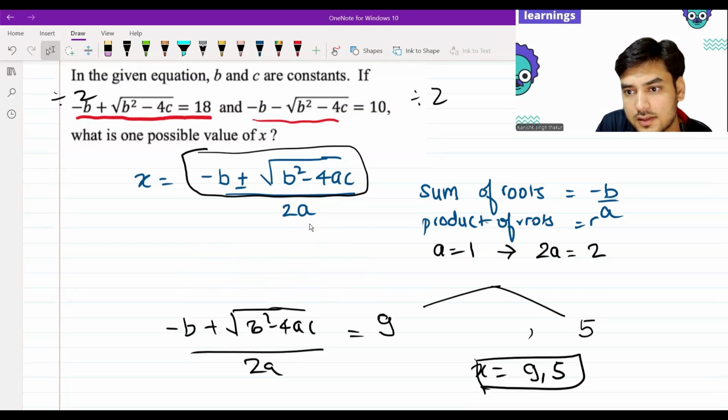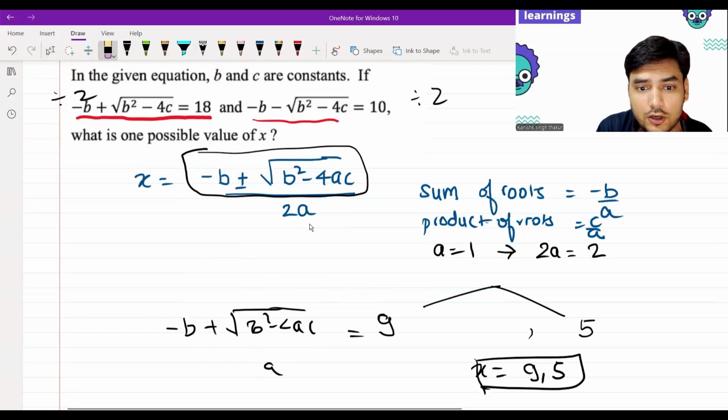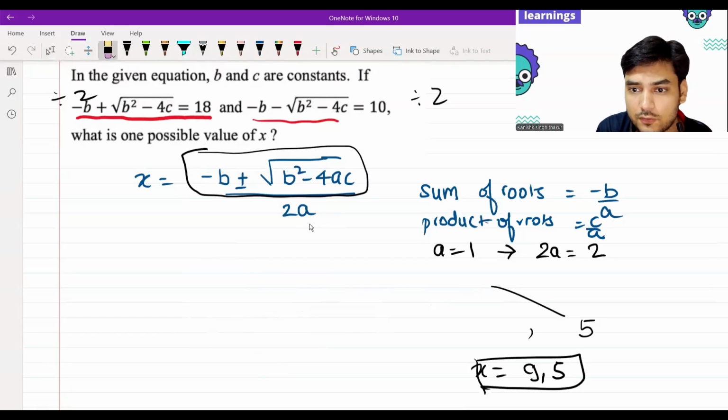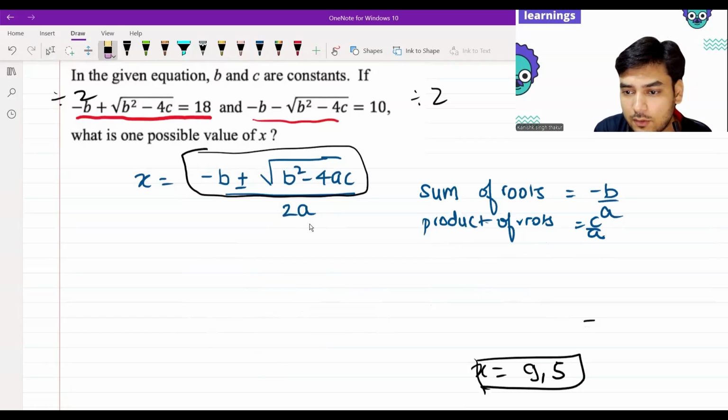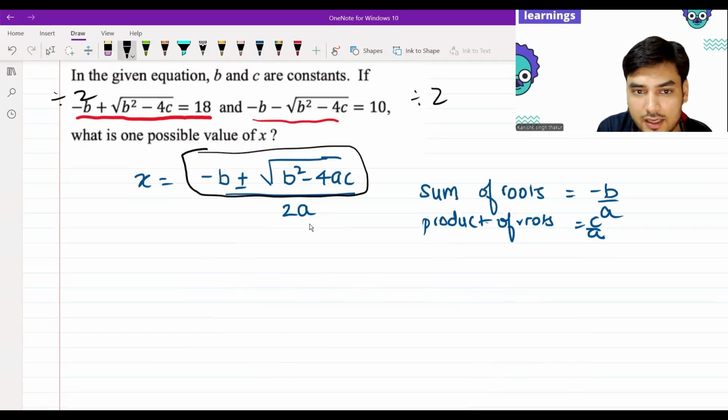Product of roots is c by a, right? So these two things you have to remember, they should be on your mouth if you are preparing for SAT: sum of roots and product of roots. Sum of roots is minus b by a, product of roots is c by a. Okay, again one more thing.